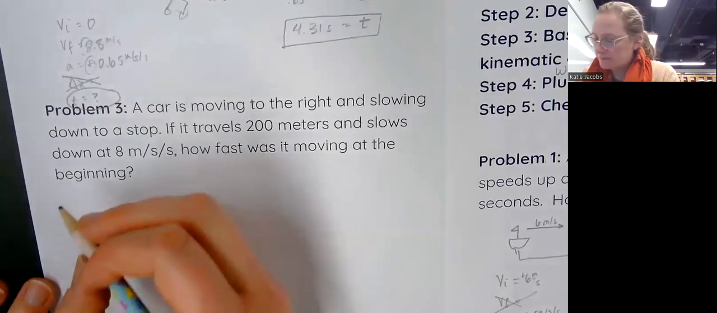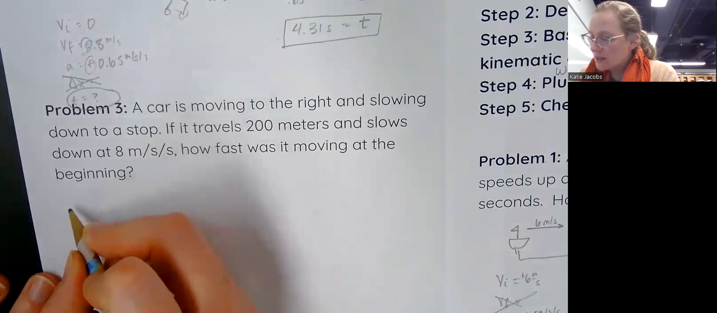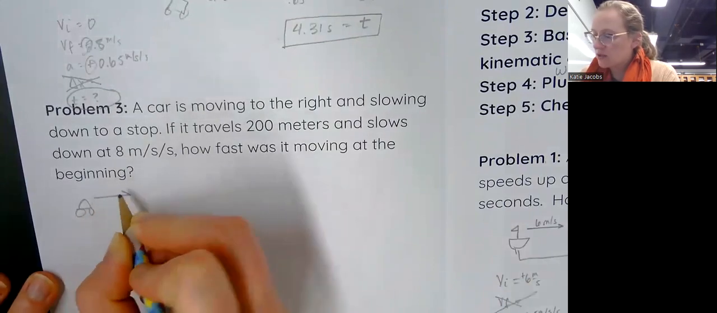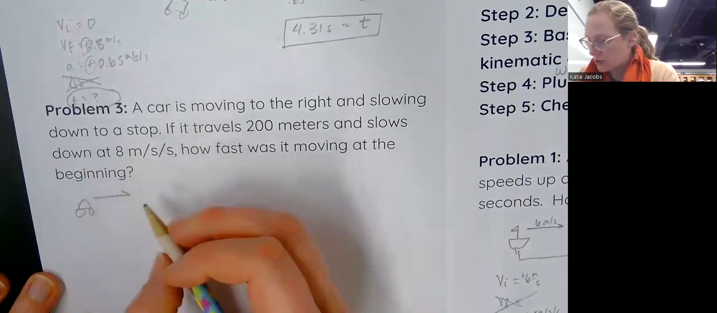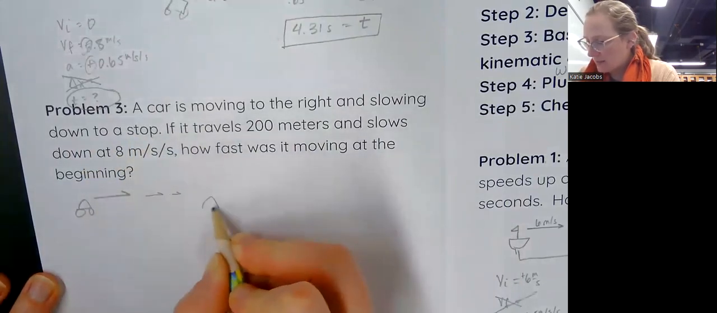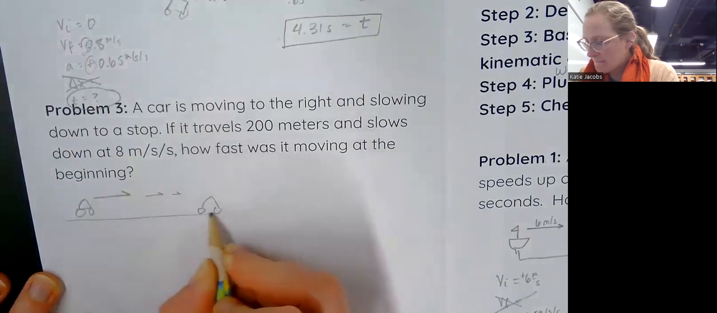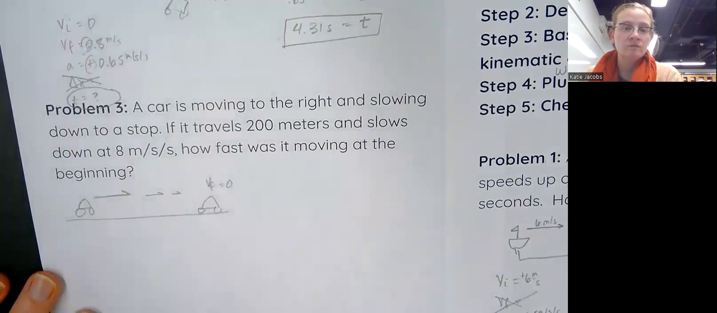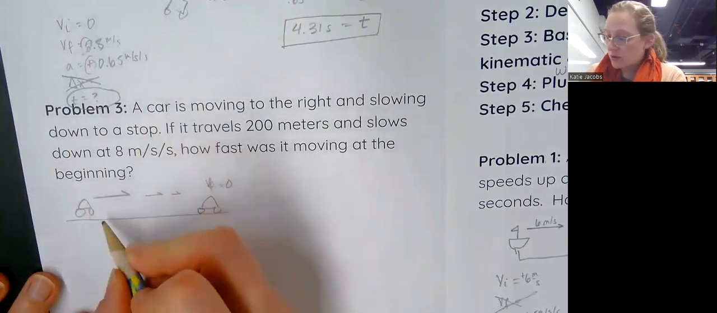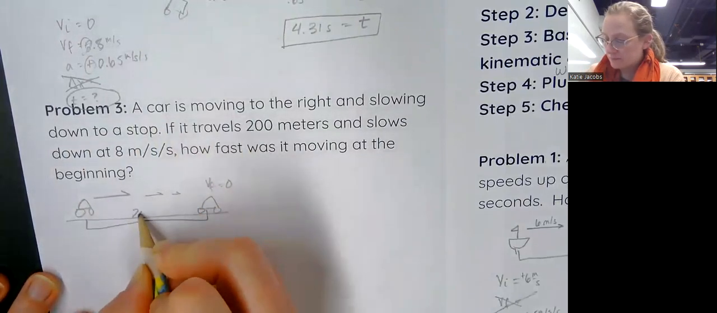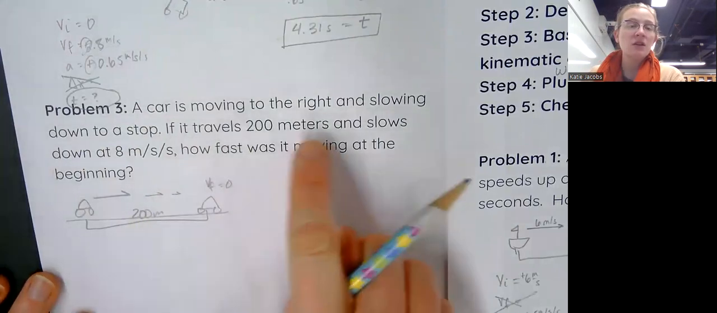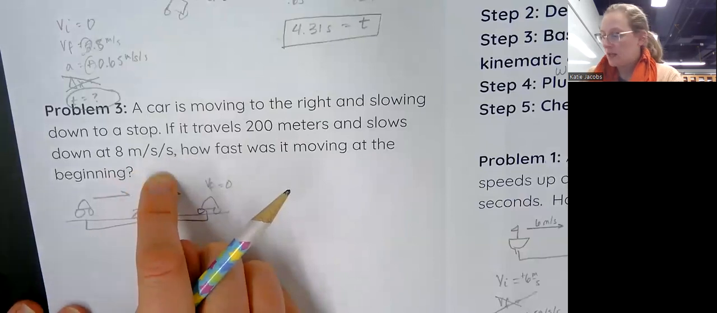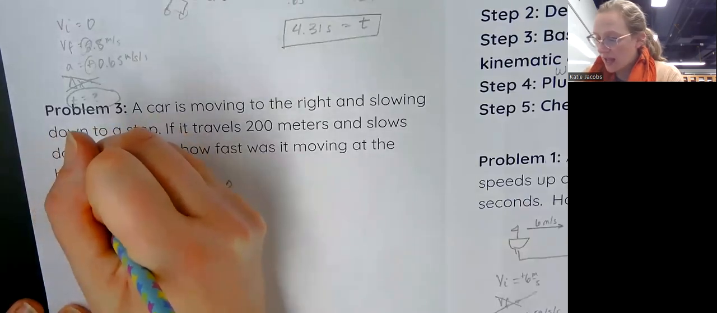Okay, last sample problem. This is a car moving to the right and slowing down to a stop. That's huge. If I slow down to a stop, my final velocity is 0. And it travels 200 meters. And it slows down at 8 meters per second per second. That's the acceleration.